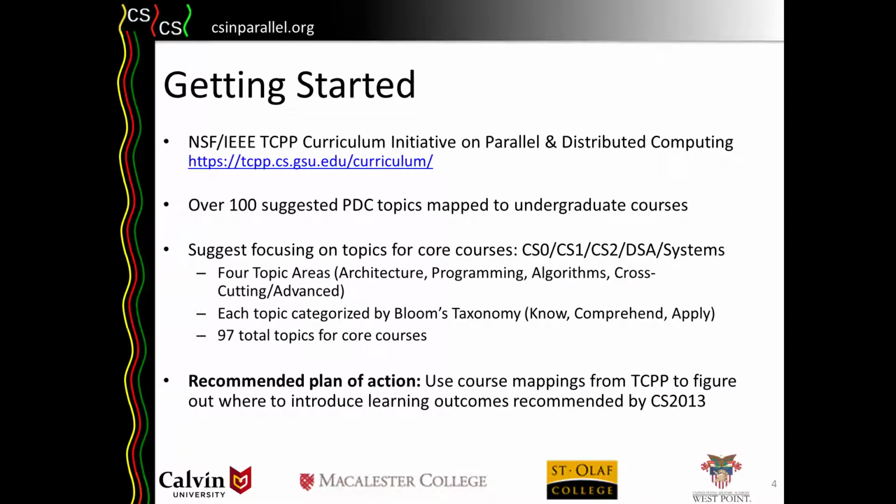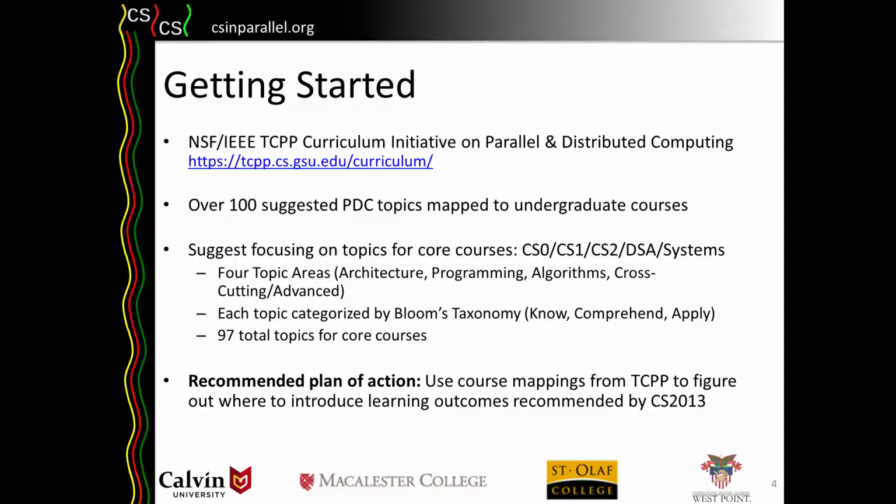The other useful document to check out is the NSF-IEEE Curriculum Initiative on Parallel and Distributed Computing, which was released in 2012. They identified over 100 PDC topics and recommended which undergraduate courses were best suited to introduce them. Broadly, TCPP organizes the PDC topics into 4 topic areas: architecture, programming, algorithms, and cross-cutting advanced. Each topic is also given a Bloom's taxonomy classification.